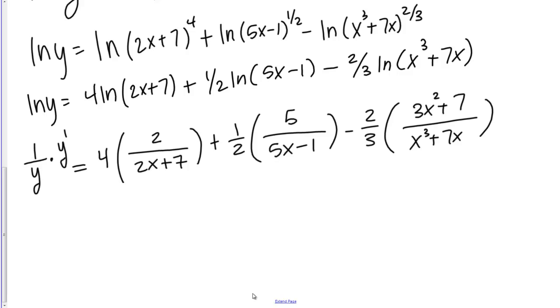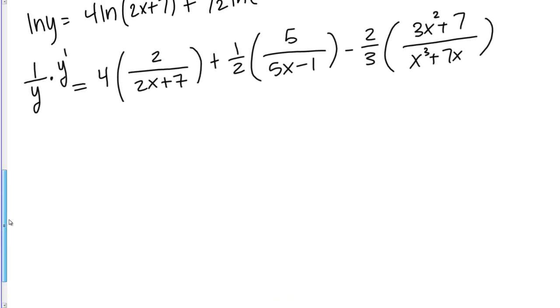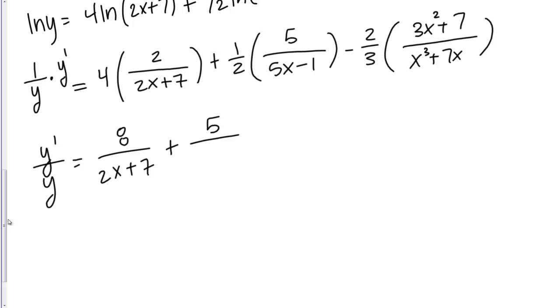Okay, I'm going to clean this up just a little bit. So on the right here, I've got y prime over y. I'm just going to multiply these coefficients into their respective parts. So in this first term, I have 4 times 2, so I'm going to make that an 8 on top. With this 1/2, I'm going to keep the 5 on top, and I'm going to just distribute that 2 into both terms in the denominator and write it as 10x minus 2, minus 2/3.